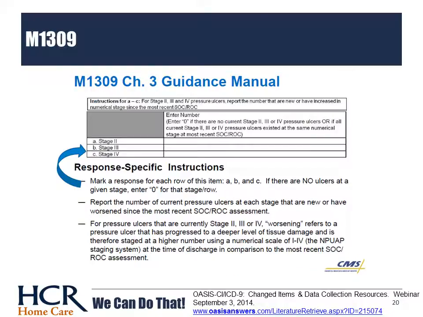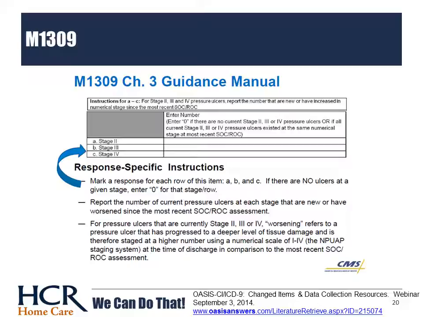Okay, so looking at the guidance manual for M1309 and just looking at the first part of the question that asks about worsening stage 2, stage 3, or stage 4 pressure ulcers, again, you will be entering a 0 if there are currently no pressure ulcers at any of those stages, or you'll still be entering a 0 if there are pressure ulcers that are a stage 2, a stage 3, or a stage 4, but they have not worsened since the most recent start of care or resumption of care assessment.